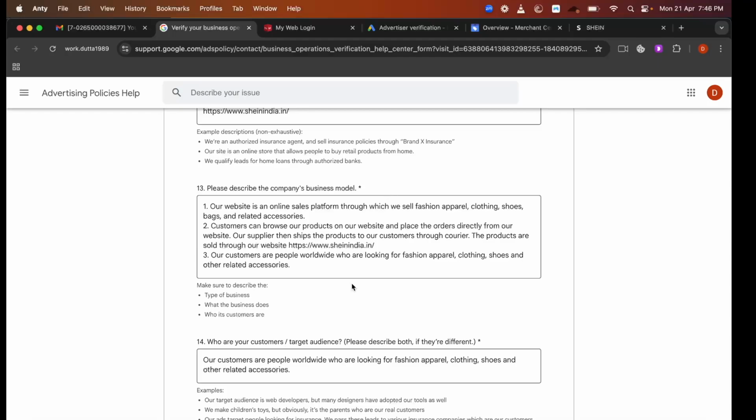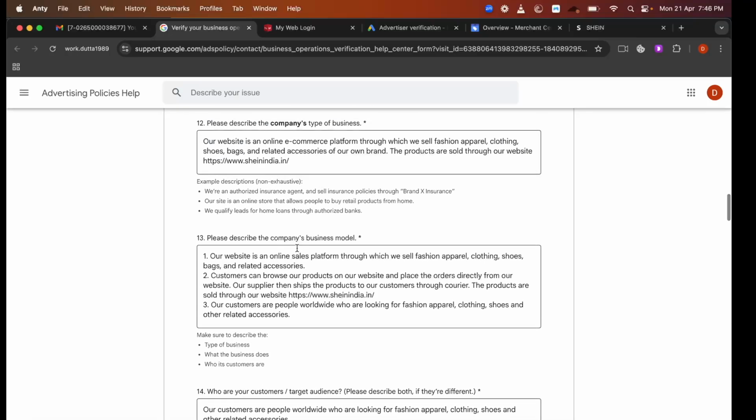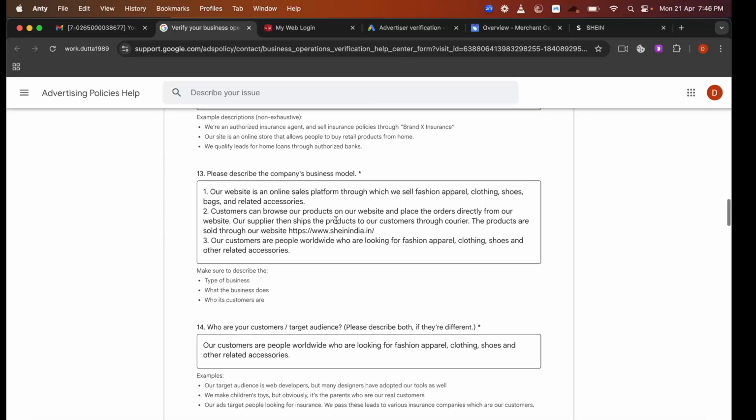Next is please describe the company's business model. Here you need to give three information. First is your business type in short. So it's the same thing that I've entered earlier in the company's type of business. So we are an online sales platform through which we sell fashion apparel, clothing, shoes and other accessories. Number two, customers can browse our products on our website and place the orders directly from our website. Our supplier then ships the products to our customers through courier. The products are sold through our website shineindia.in. So it is very important to mention who ships the products to your customer and how they do it.